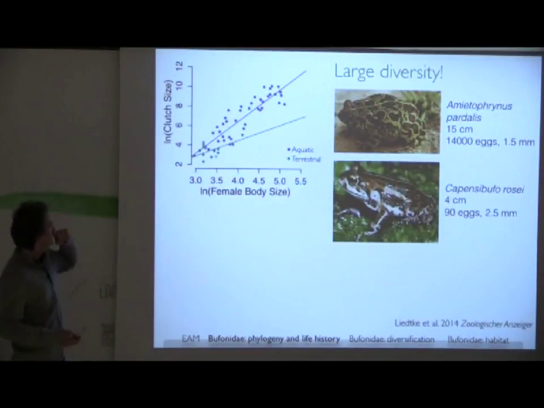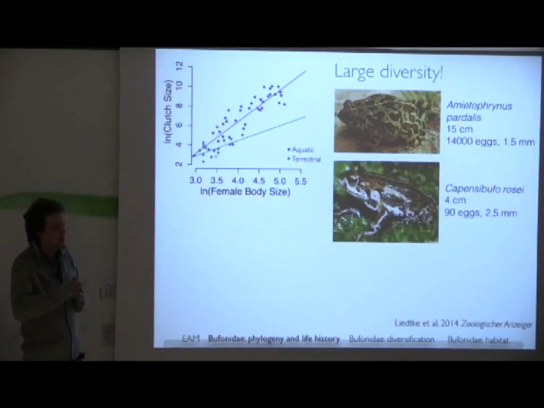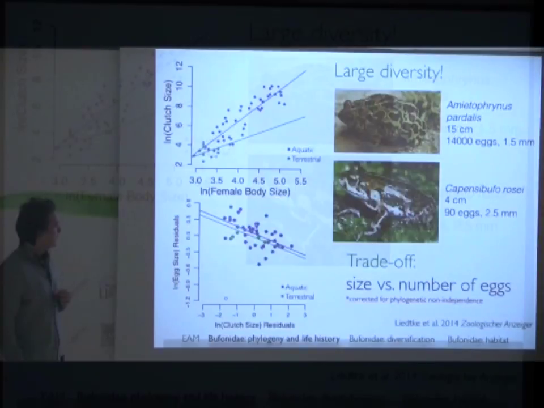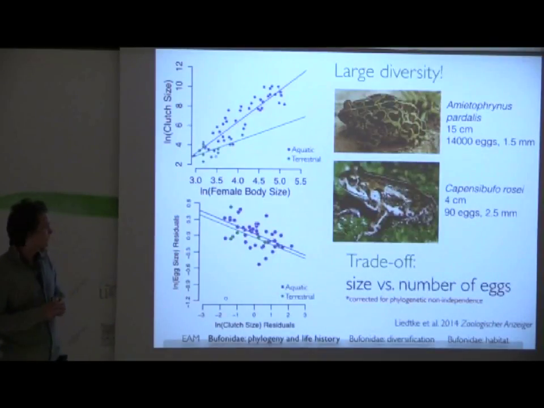And when you plot body size against clutch size, you see the more or less expected correlation. So larger females lay larger clutches, but you also see that this pattern is different for different reproductive modes. So terrestrial species have larger clutches, and as you see in other systems, there's also a trade-off. So species with larger clutches tend to have smaller eggs. But what's interesting here is that this pattern was the same for both aquatic and terrestrial species.